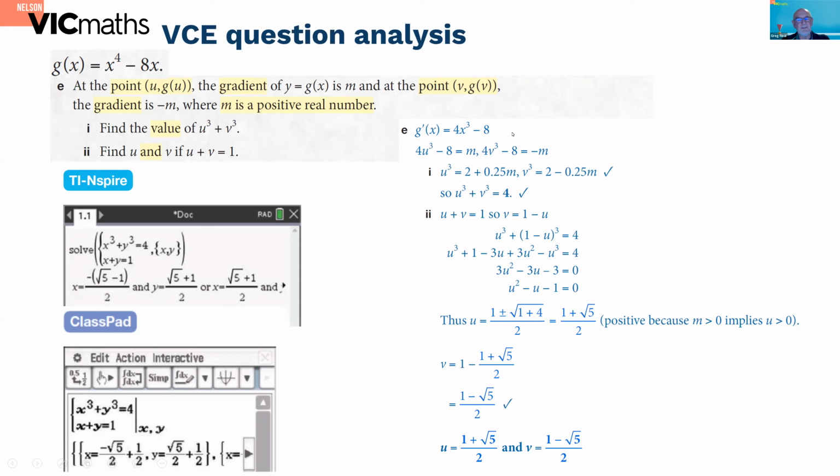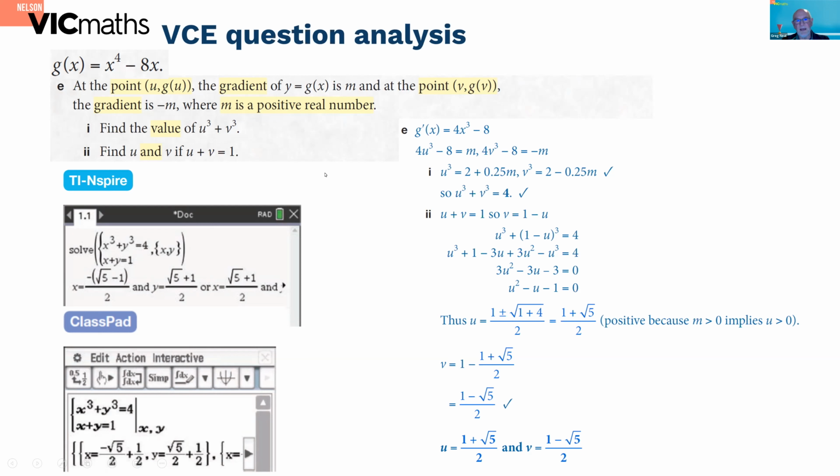You could quite easily have just written the function notation. If you had put g dashed of u equals m and g dashed of v equals negative m, that would have given you that first mark. Once you do the algebra, you need to rearrange that so you don't have the m's anymore, and using simultaneous equations, you can work out that u cubed plus v cubed is equal to 4.